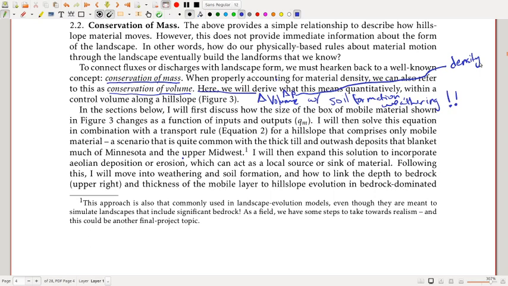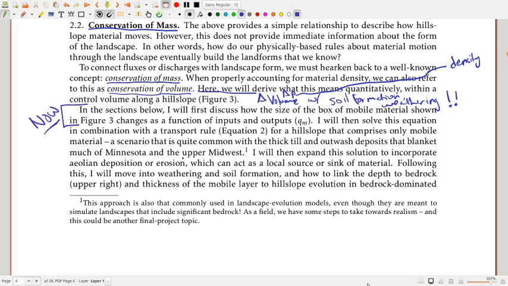So there are going to be several sections I go to below, but in this short clip, what I'm really going to focus on is just the conservation of mass itself. However, just to give you an outline and a roadmap as to where we're taking all this, underlining conservation of mass again. So the first thing I'm going to discuss is the size of some imaginary box of mobile material, which I'm going to show in figure 3, changes as a function of inputs and outputs. And so this is what we're going to do now.